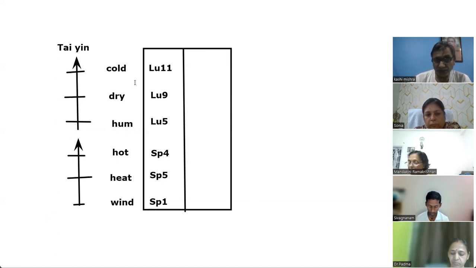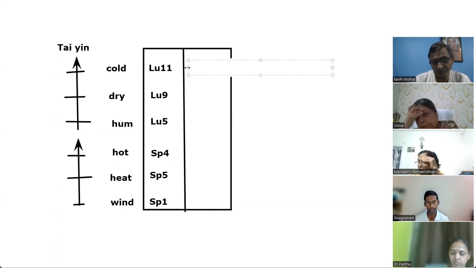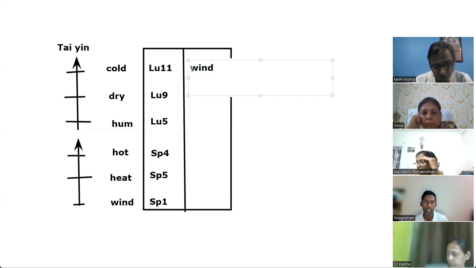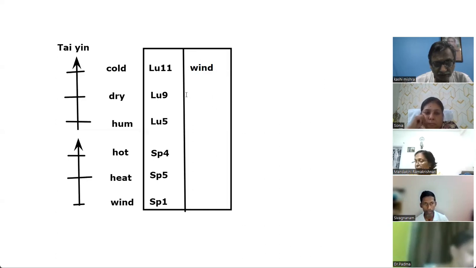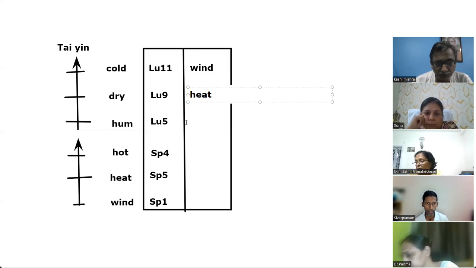So the change, now the lungs meridian will have yang chi. So this LU11 will become what? This will become wind. And LU9 will become what? This will become heat. Then which point will become hotness?